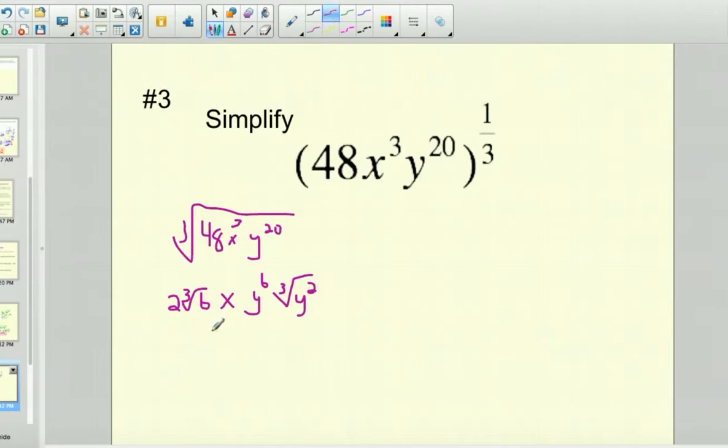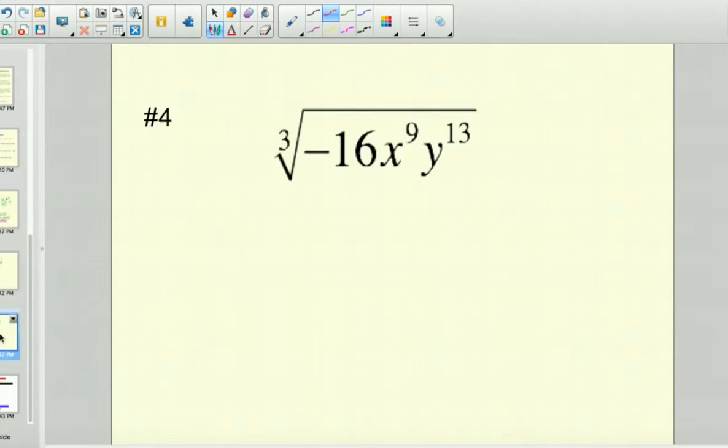So when you finally rewrite it, you would have 2x y to the 6th, and then you'd have the third root of 6y squared, and that would be your final answer. So hopefully you had that. We got 2 more slides.